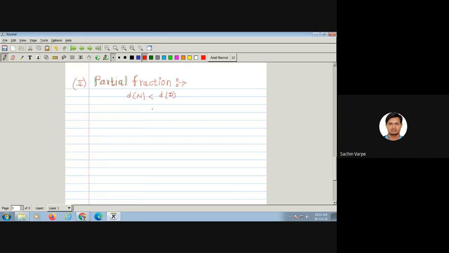Have you heard about the actual division of polynomials? If the degree of the numerator is not less than the degree of the denominator, what do we do? We divide the polynomials. If the numerator and denominator are polynomials, then we can do this directly. If they are not polynomials, then we cannot apply the actual division. Even if we can apply it, that will be difficult.